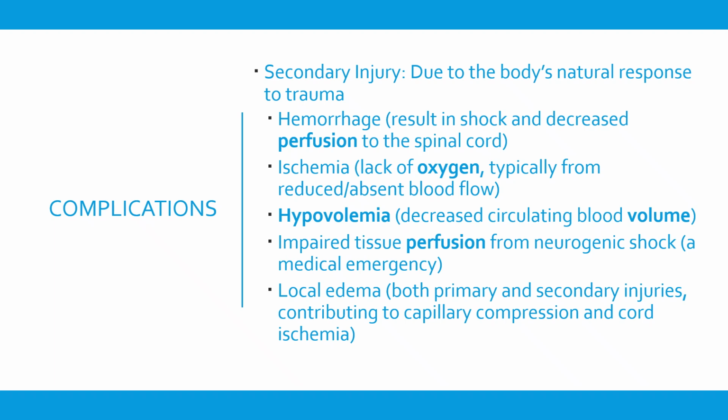These include hemorrhage, which results in shock and decreased perfusion to the spinal cord; ischemia, lack of oxygen, typically from reduced or absent blood flow; hypovolemia, a decreased circulating blood volume; impaired tissue perfusion from neurogenic shock, which is a medical emergency; and local edema. Both primary and secondary injuries contribute to capillary compression and cord ischemia.